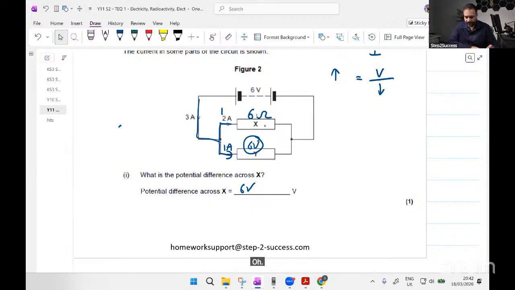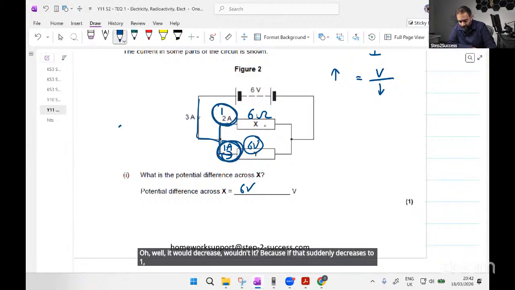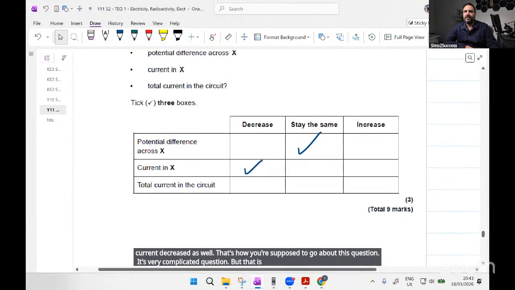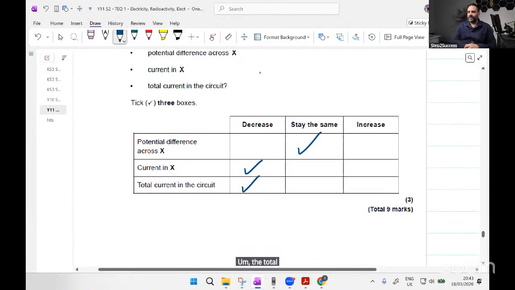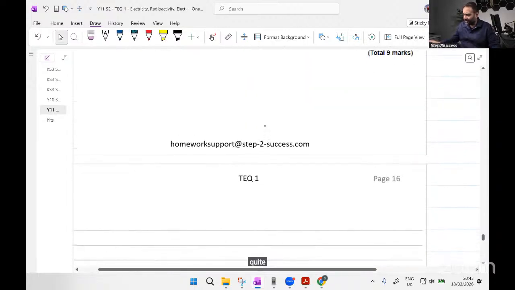Oh, well, it would decrease, wouldn't it? Because if that suddenly decreases to 1, this doesn't change at all. So if that's 1 and that's 1 now, hasn't the total current decreased as well? That's how you're supposed to go about this question. It's a very complicated question, but that is what it is. The total current would decrease because the branches' current have decreased, and so the total has to decrease. Quite complicated, these parallel circuit things.